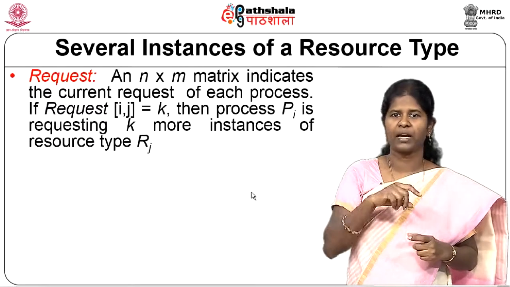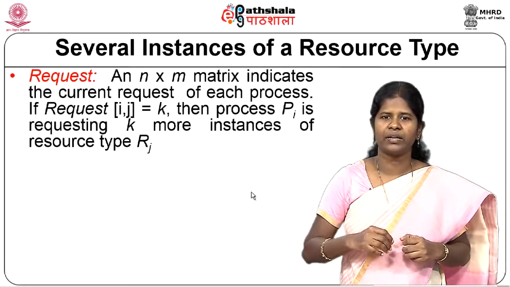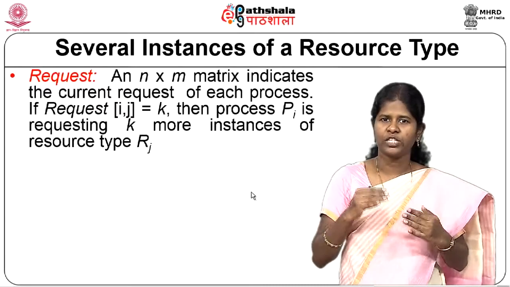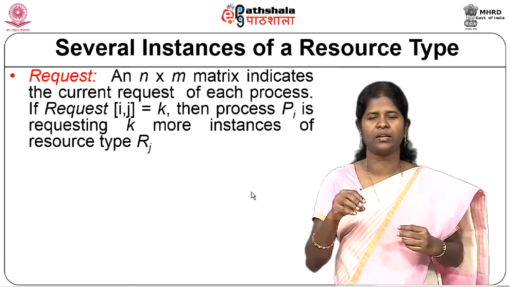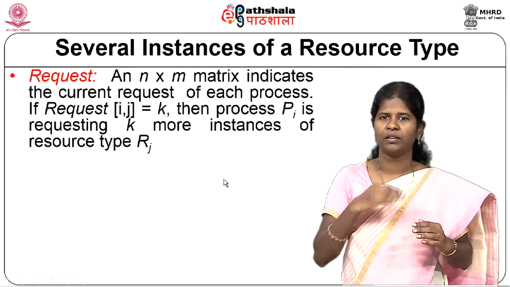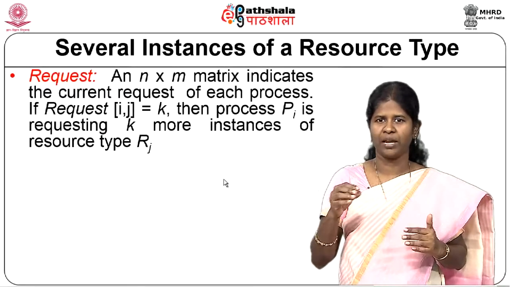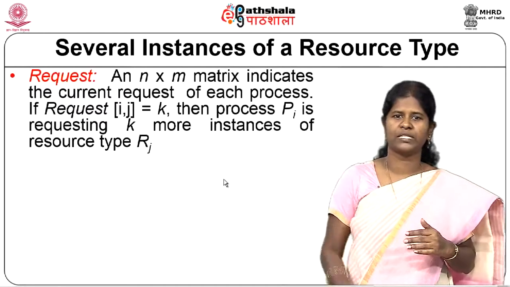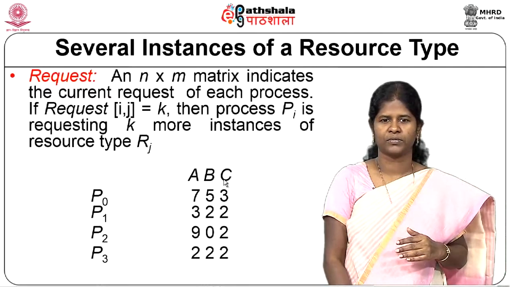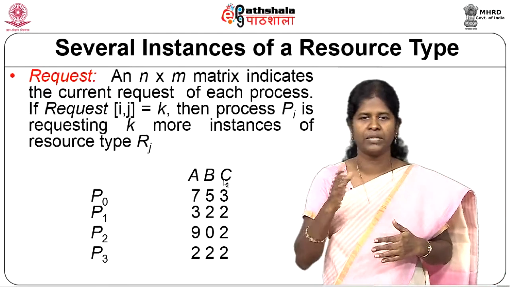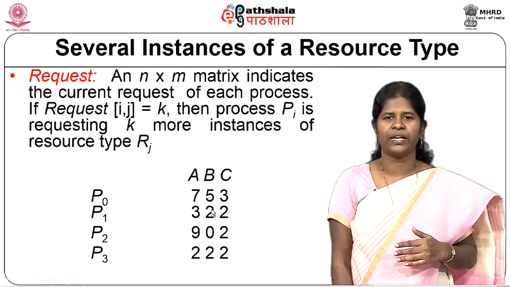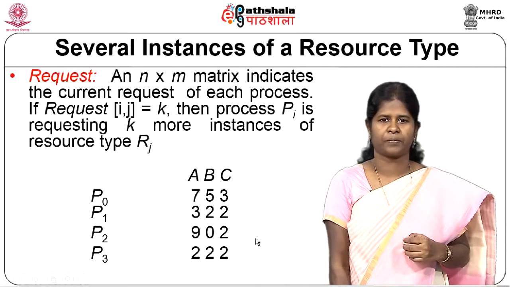This is different from the Banker's algorithm. This is the matrix that indicates the current request of each process. Each process is currently requesting some instances of resources. If request[i][j] is equal to k, then the ith process is requesting k instances of the jth resource type. Looking at this, you have A, B, C as different resource types, and P0 is currently requesting 7 instances of A, 5 instances of B and 3 instances of C.